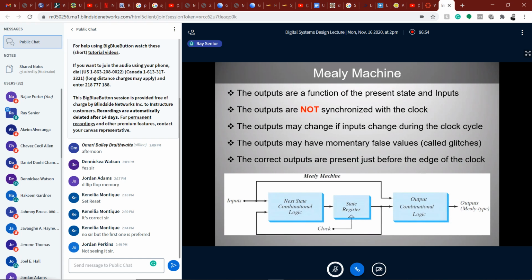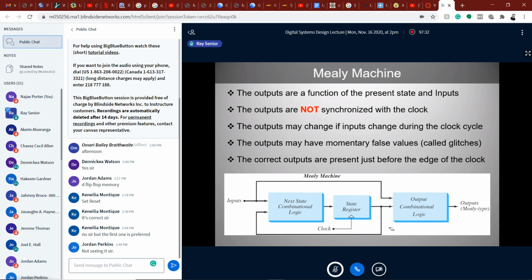Now, as I said before, the outputs are a function of the present state and the inputs. Note again that the output is not synchronized with the clock. That means the clock doesn't have anything to do with the output. You get the output from the present state and the external input. So at any point that the external input changes, it can generate a change in the output of your Mealy machine.